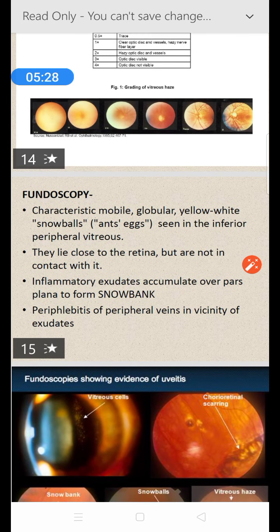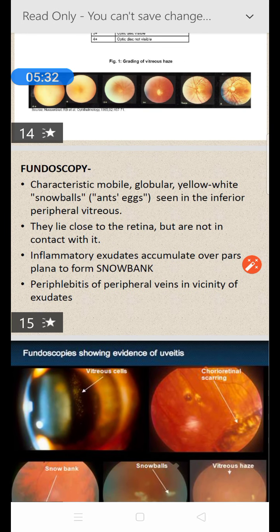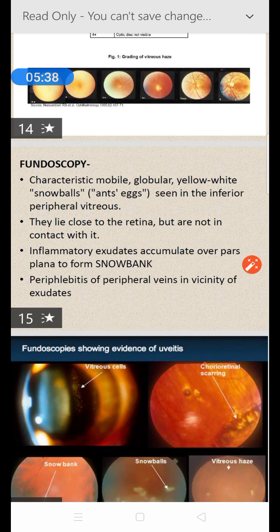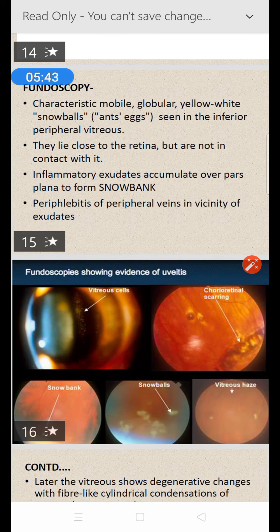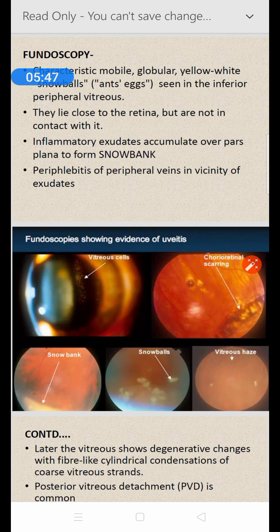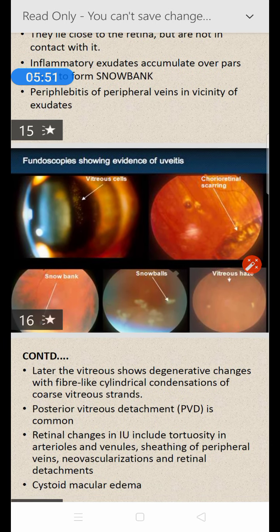When you look at the fundus, you see characteristic mobile globular yellow-white snowballs in the inferior peripheral vitreous. They lie close to the retina but are not in contact with it. Inflammatory exudate accumulates over the pars plana to form a snowbank. There is periphlebitis of peripheral veins in the vicinity of the exudate.